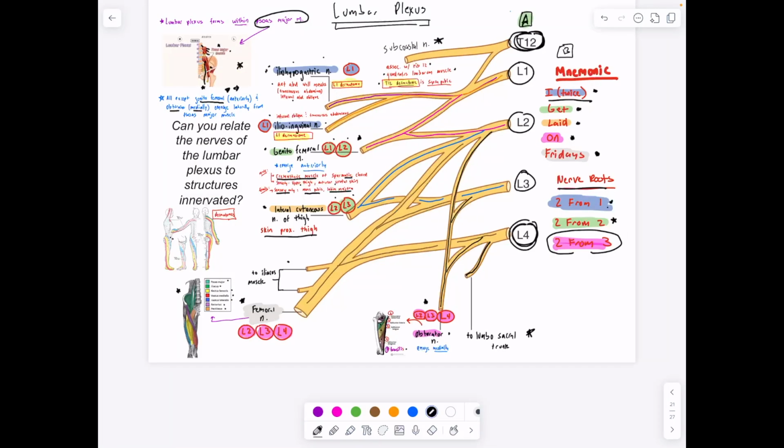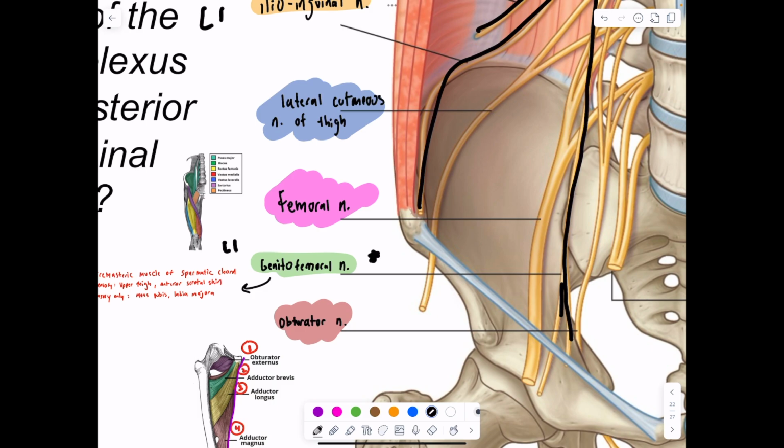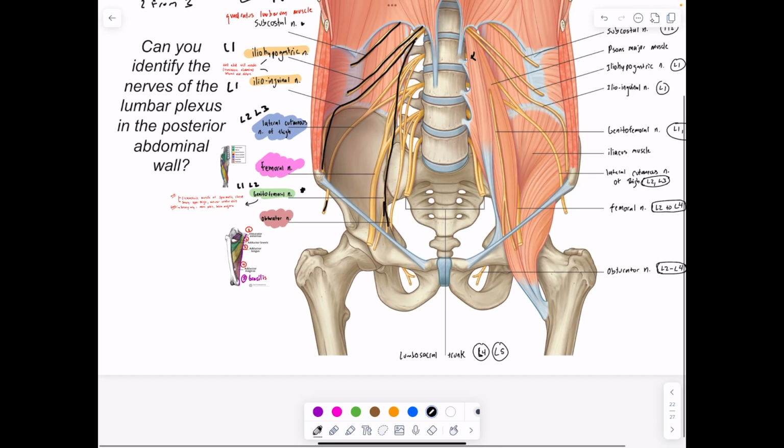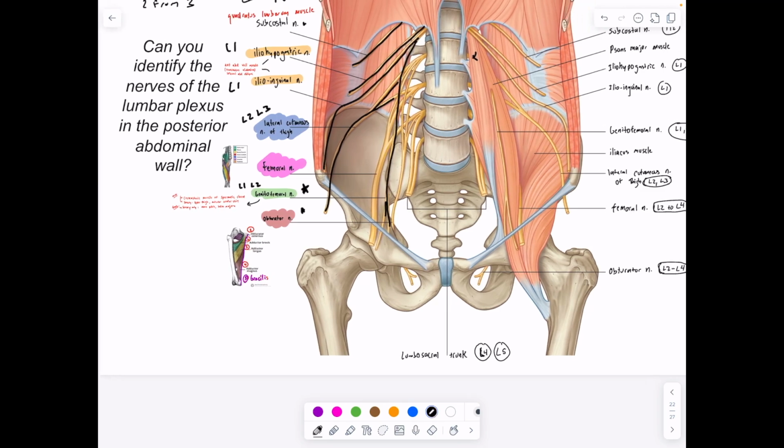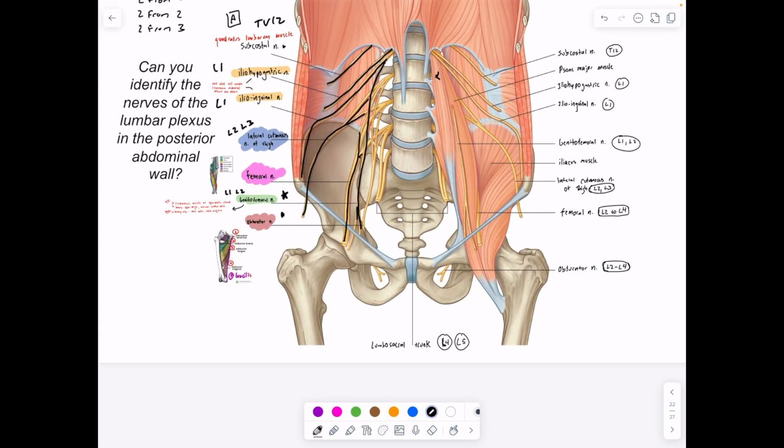So L1, L2, L2, L3 for lateral cutaneous. And we can see lateral cutaneous is indeed coming out laterally, like all of them do, except for genitofemoral and obturator nerve. All right, then we have our femoral nerve, which we see here, and our obturator nerve.